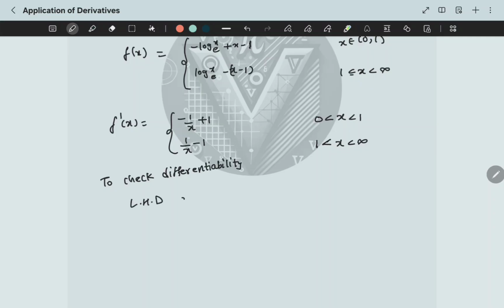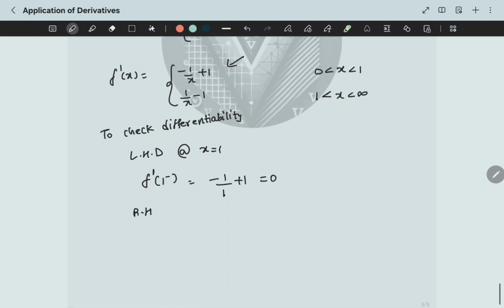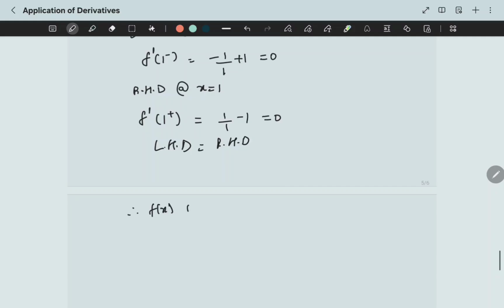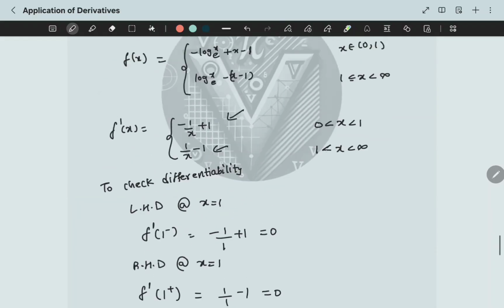We will find the left hand derivative at x equals to 1. That means f dash of 1 minus. For that part we will be taking this function, that will be minus 1 by 1 plus 1, so it is 0, and the right hand derivative at x equals to 1, f dash of 1 plus, that means we will be taking this function, so we will get 1 by 1 minus 1, which is 0. So since the left hand derivative is equal to the right hand derivative, we can say therefore f of x is differentiable at x equal to 1, and therefore f dash of 1 exists. Now we can introduce the equality.